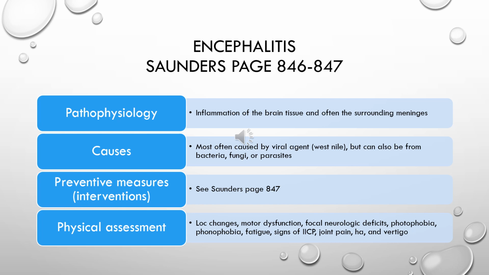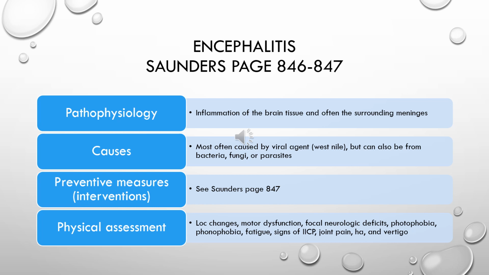It's kind of a mouthful, but either way, it's a combination of encephalitis with meninges or meningitis. That's just telling you that it's a combination of both brain tissue and the surrounding meninges. But with encephalitis, it's mainly your brain tissue we're talking about, because itis is inflammation, and that's where we come up with this term. This one is often caused by viral agents, most commonly West Nile, which we're all familiar with, but it can also be from bacteria, fungi, or parasites.